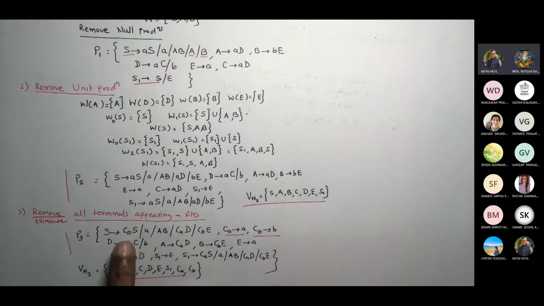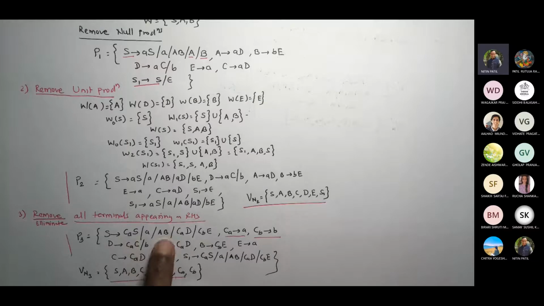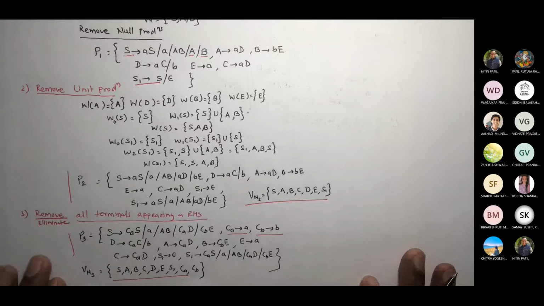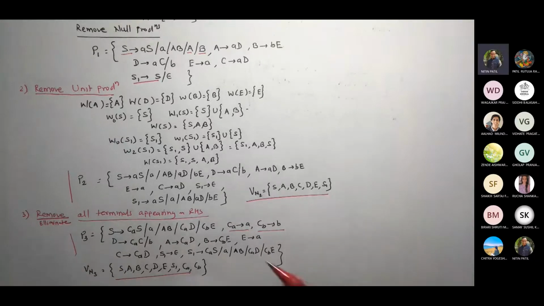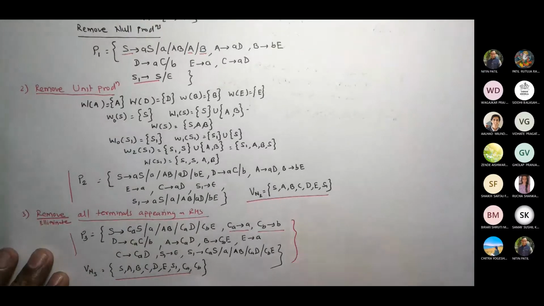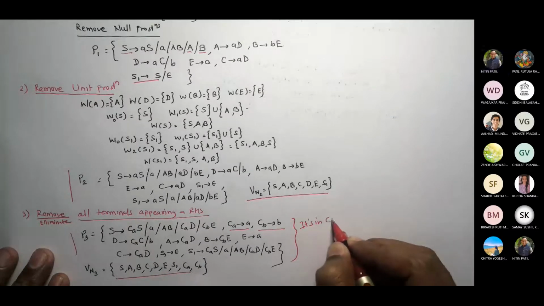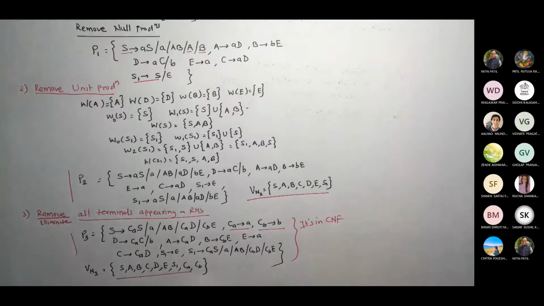So if you see each production in this case, each production is following the CNF form. See, two variables, two variables, two variables, and so on. That means your problem is solved. Correct? So no need to go to the third step. It's in CNF. Am I right?